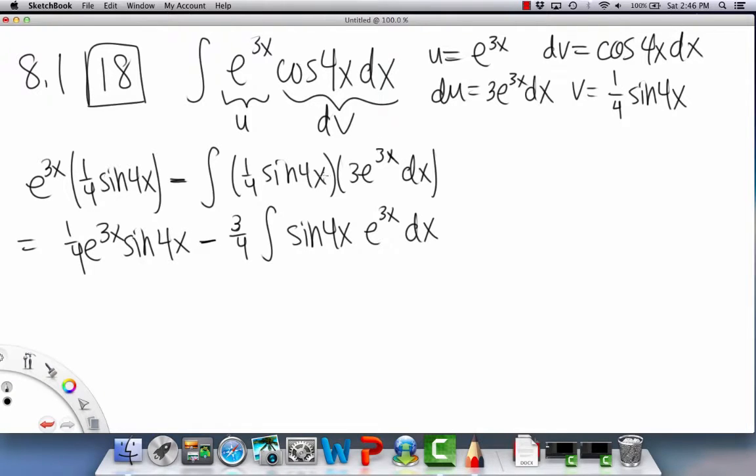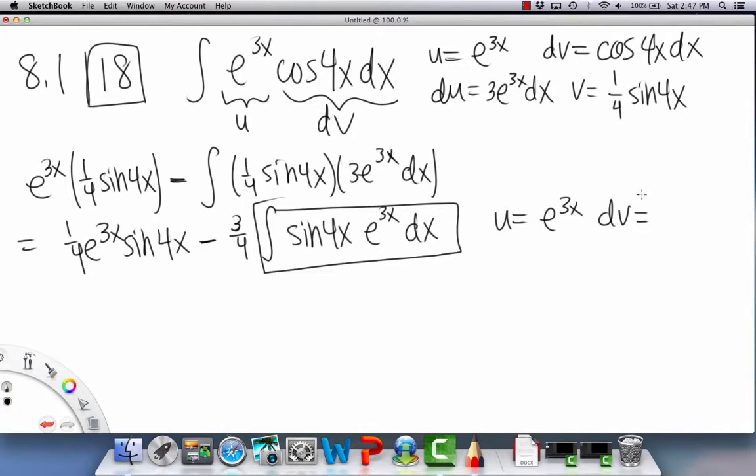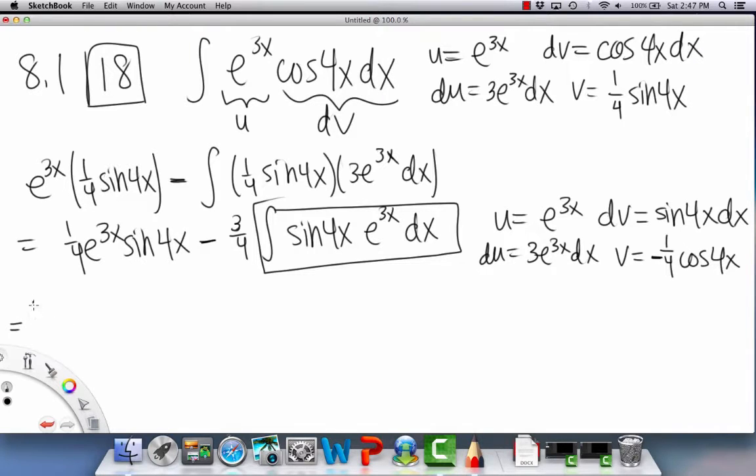Okay, so this is another integration by parts here. We're going to do the exact same process for this one. We pick u to be the same, e to the 3x, and then dv is going to be the rest, so that's sine 4x dx. So du equals 3e to the 3x dx, and v would have to equal negative 1 over 4 cosine 4x.